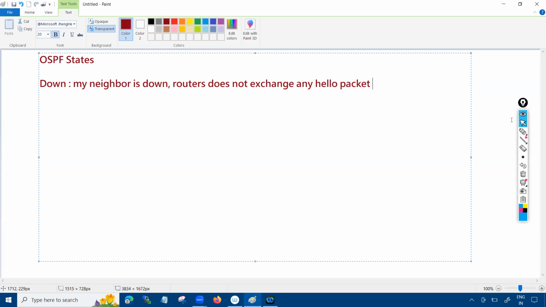So take an example, we have router number one. Understand this concept. We have router number one, we have router number two over there. And this is the 0/0 interface. This is the 0/0 interface. So we are not sending any kind of hello packet. This is totally down. That's called the down state.